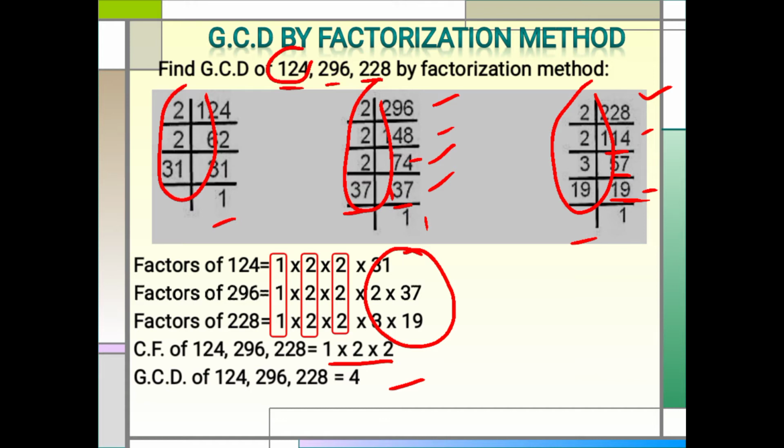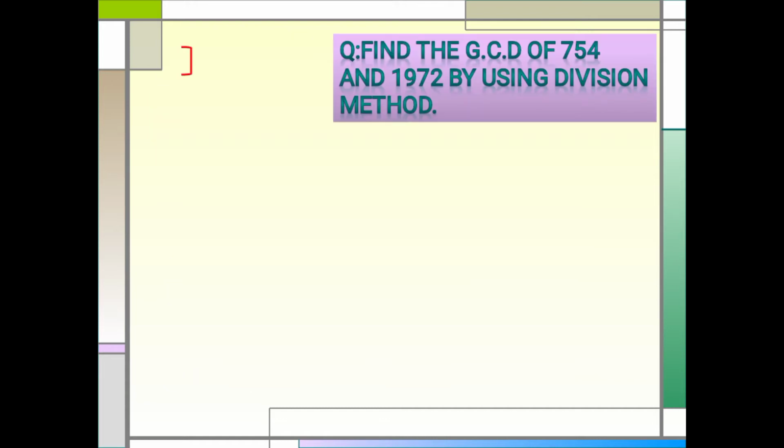Now move on to the last method, that is GCD by division method. So what you have to do here, find the GCD of 754 and 1972 by using division method. Now you have two numbers and you have to use division method to find out GCD. First you will choose your divisor and dividend. Your largest number, that is 1972, will become your dividend, and your smaller number, that is 754, will become your divisor.